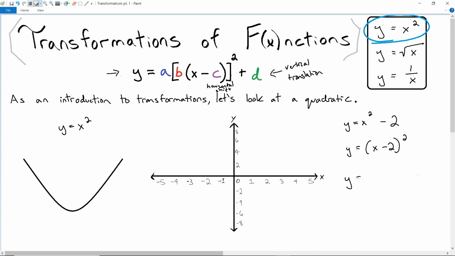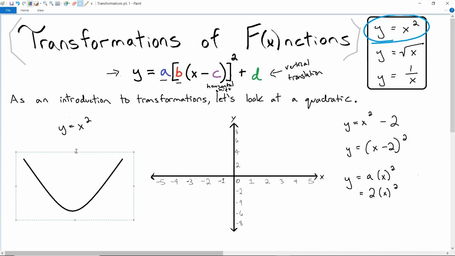Okay, let's look at a. And a would be a value outside of the brackets, right? So we can see that the difference between an a or a b value is whether or not this number is inside the brackets or outside the brackets of our equation. So a is outside. So let's say like a x squared, we could write that as 2x squared. And what would that do to our graph?